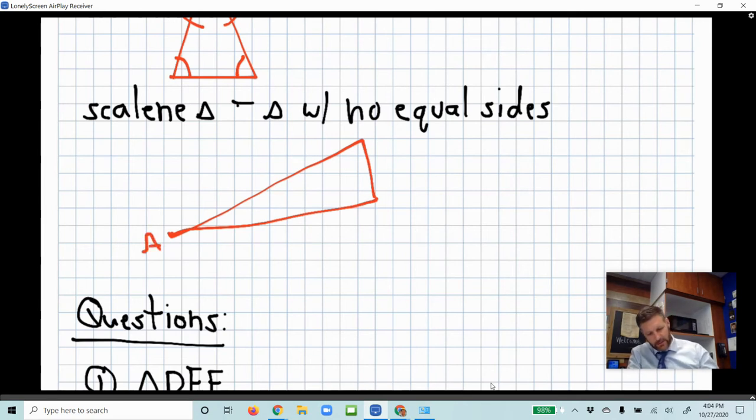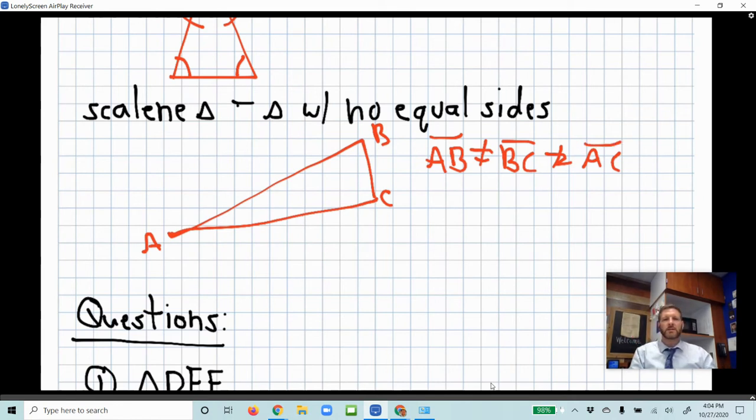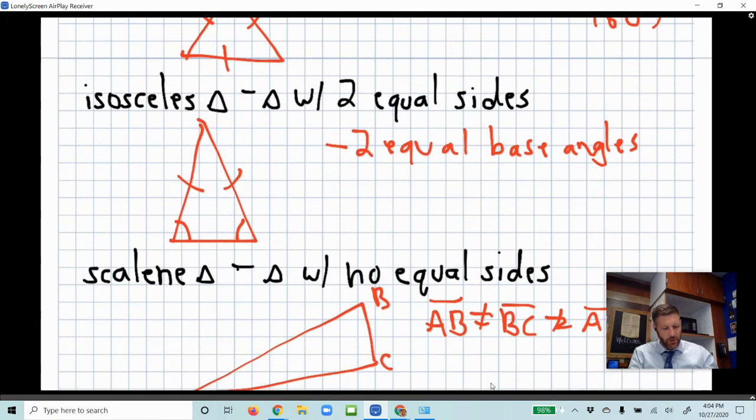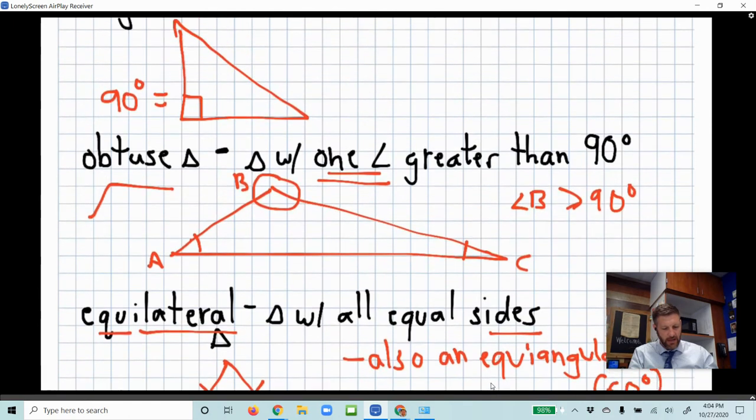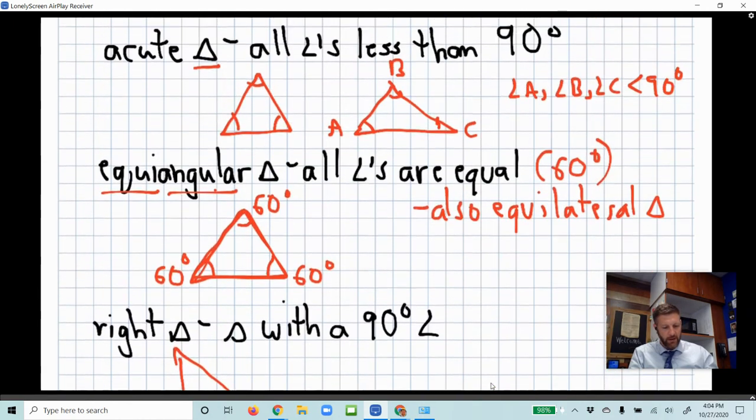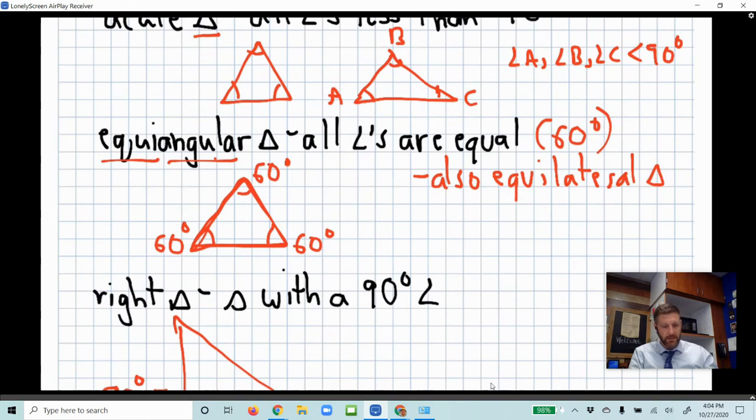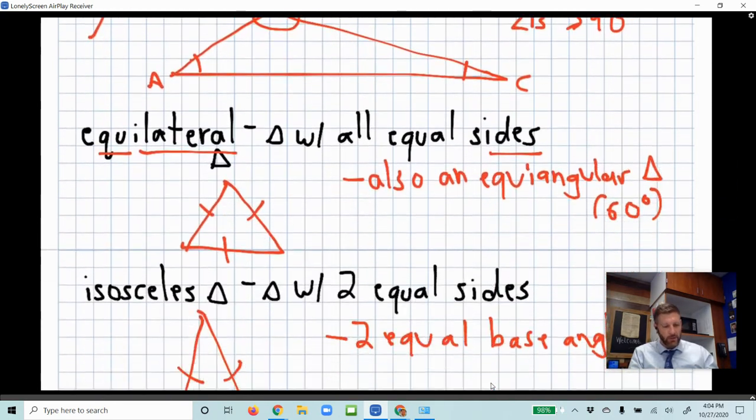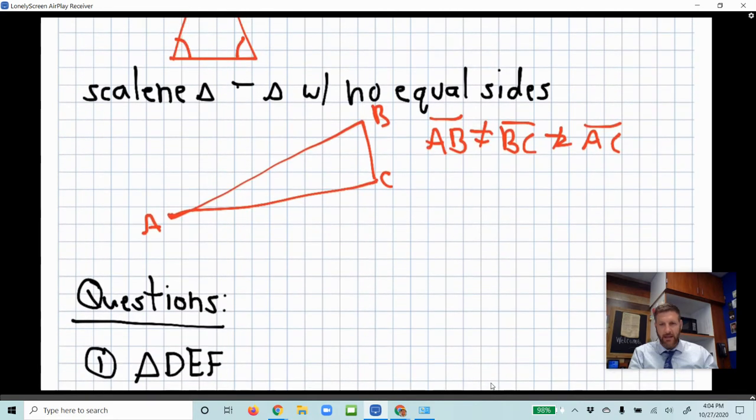Otherwise, you could say something like this: A, B, C, and you could say side AB does not equal side BC, and that does not equal side AC. Make it very explicit. None of the sides are congruent. They're all different, even though AB and AC look kind of close. So scalene means nothing is the same. No sides are the same. Okay? So you notice you're either classifying triangles by their sides or by their angles. Acute, obtuse, right, equiangular, equilateral, isosceles, or scalene.